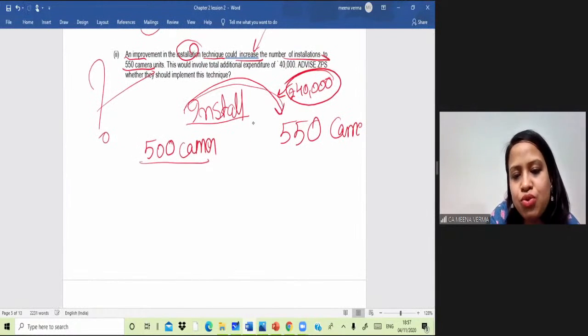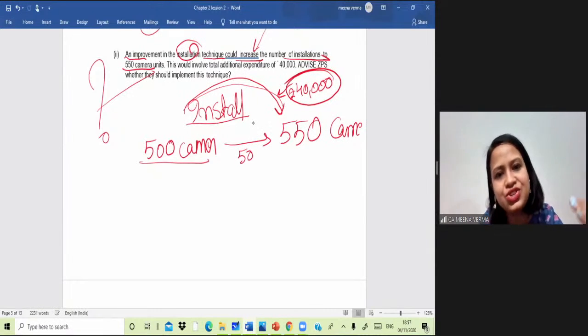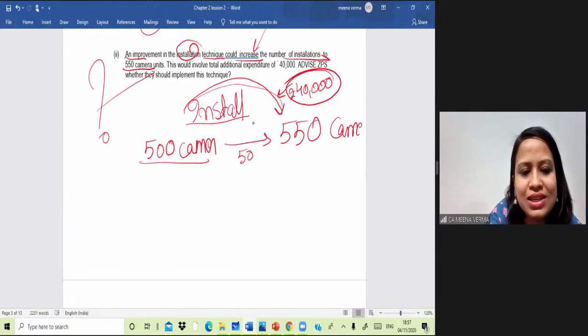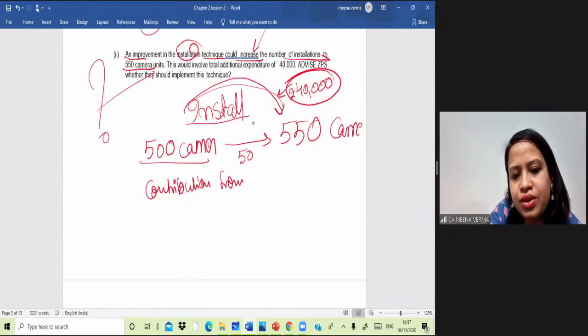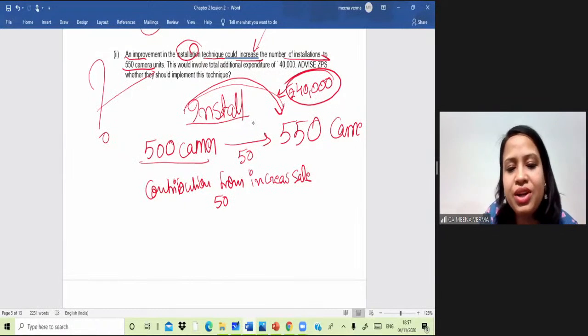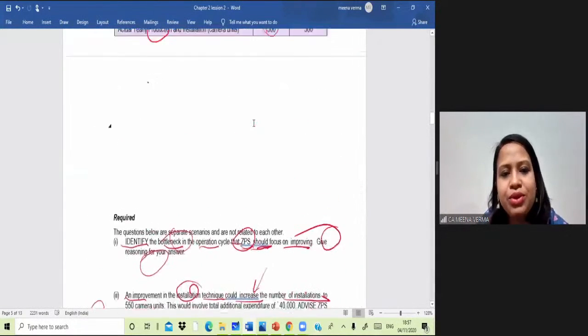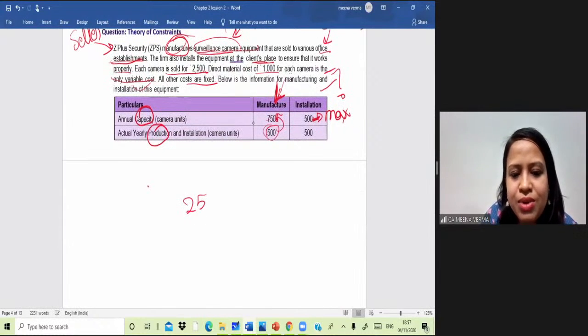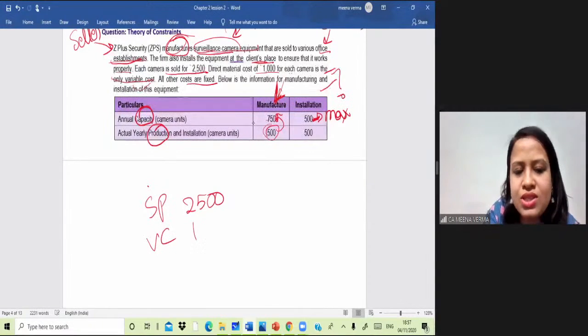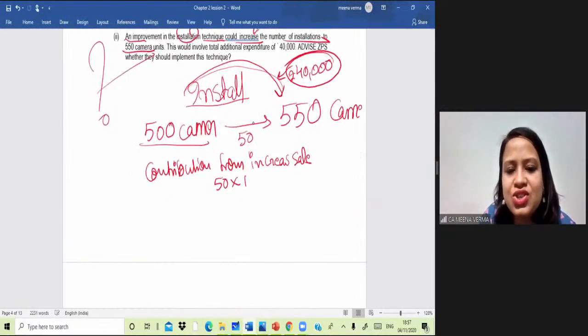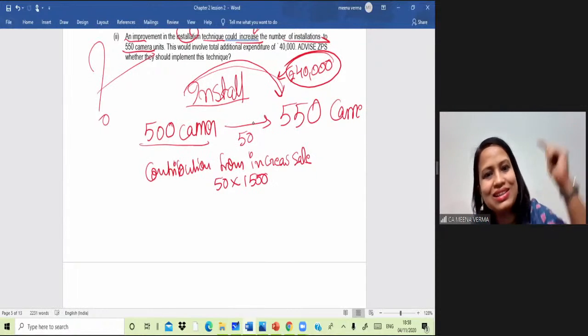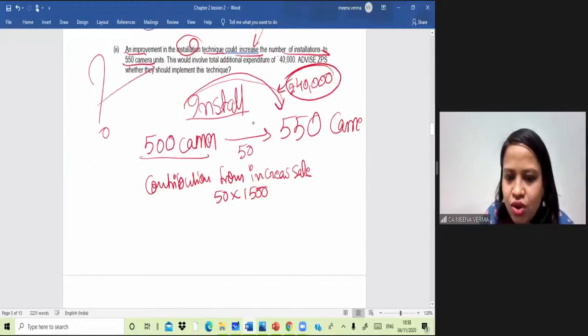See, after this improvement, the sale has increased by 50 cameras. The organization can sell 50 more cameras, so the contribution has increased. Contribution from increased sale is what? 50. Now the company can sell an additional 50 cameras, and the contribution earned by the company on each camera is 1500. You know the selling price is 2500 and the variable cost is 1000. So the contribution on each camera is 1500. On each camera the organization has 1500 contribution. So on the increased sale of 50 units, the organization can have what? Can you give me this value?